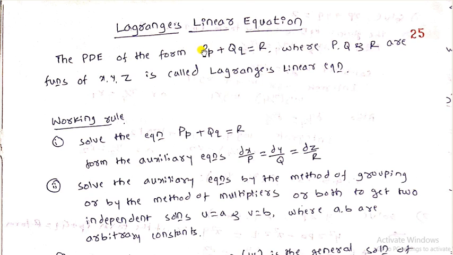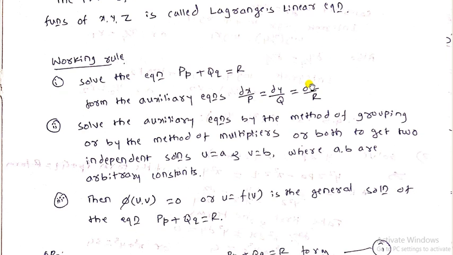If the equation is capital P into small p plus capital Q into small q is equal to capital R form, then it is called Lagrange's linear equation. Then the working rule for Lagrange's equation: first we write the auxiliary equation of Lagrange's equation in the form dx by P equal to dy divided by Q is equal to dz divided by R.